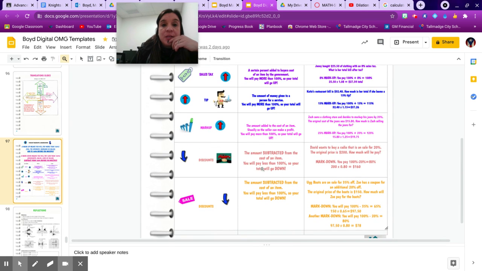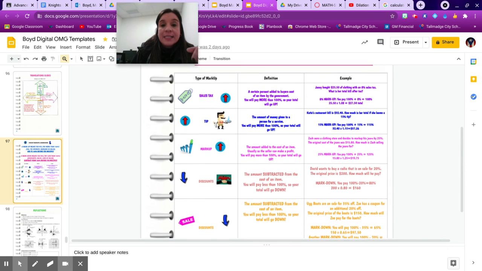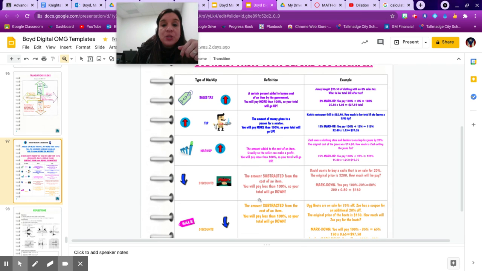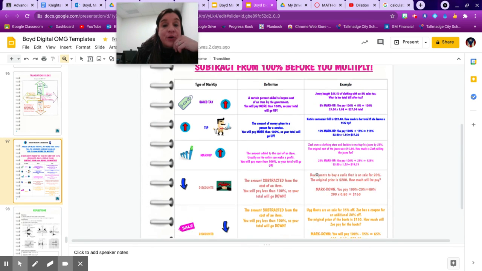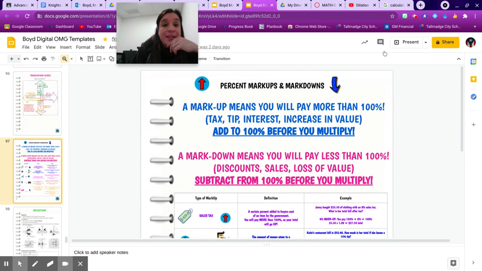So if you need to, there's an example of a sales tax, a tip, a markup, and 2 discount problems. There's even one on here with 2 markdowns. So 2 discounts, kind of like Alicia's problem. All right. So if you're stuck, refer to your OMG, do the best you can. Message me if you have any questions.